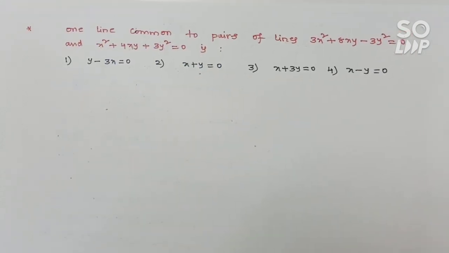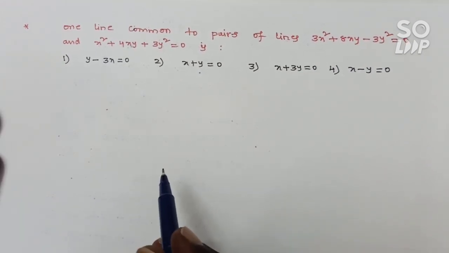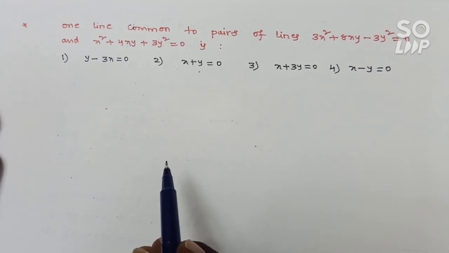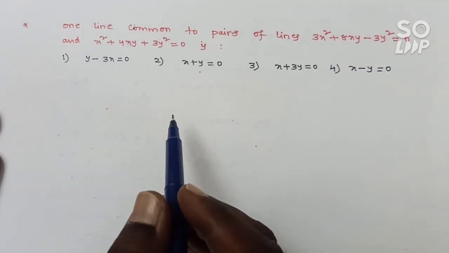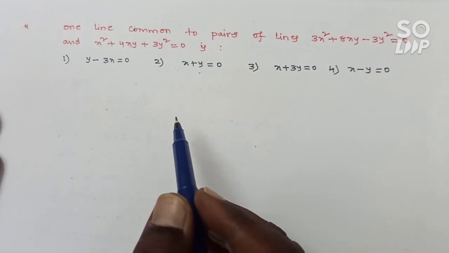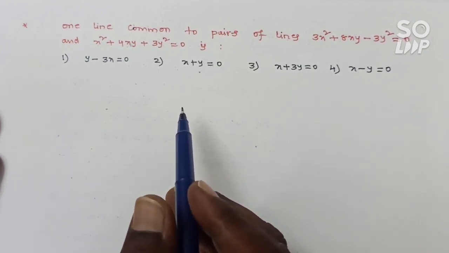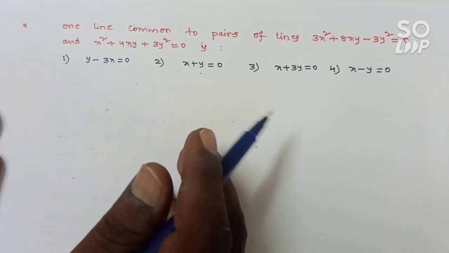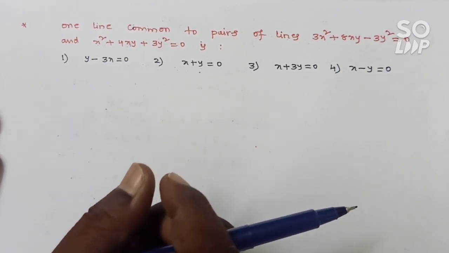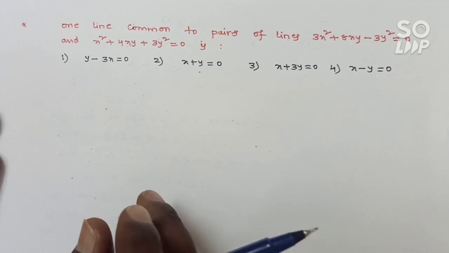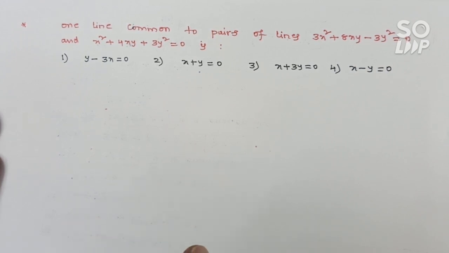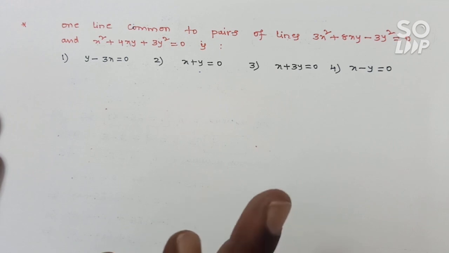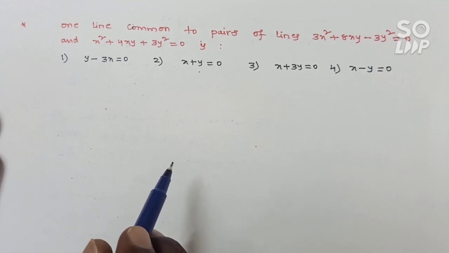Right, see this problem. Here we have to find the equation of the common line. For this one also you can use the direct formula. What is the direct formula? That is y is equal to a1 b2 minus a2 b1 by b1 h2 minus b2 h1 into x. That is the direct formula.